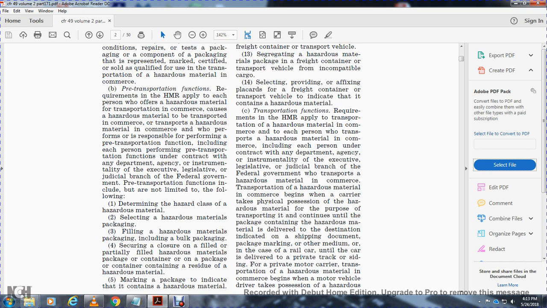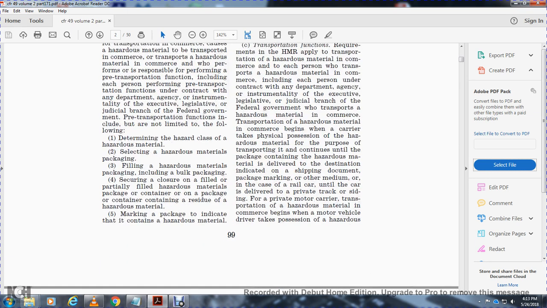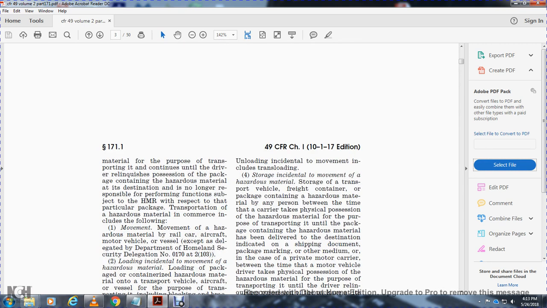It continues until the package containing the hazardous material is delivered to the destination indicated on the shipping document, the package marking or other medium, in the case of a rail car, until the car is delivered to the private track or siding. For a private motor carrier, transportation of the hazardous material in commerce begins when the motor vehicle driver takes possession of the hazardous material for the purpose of transportation.